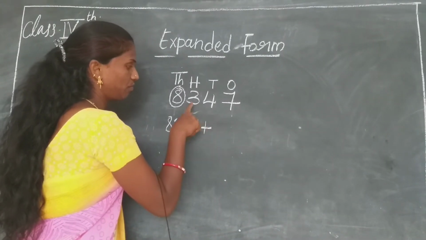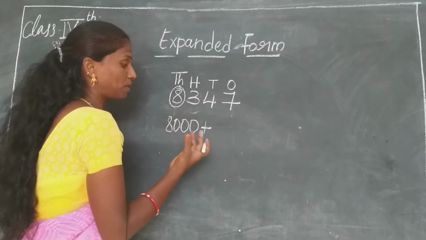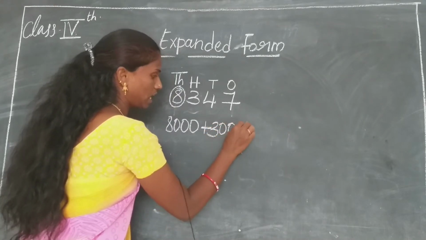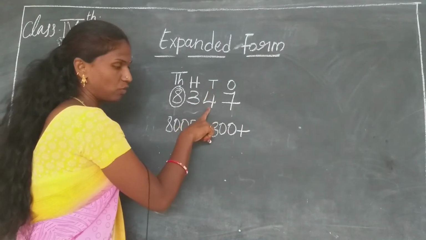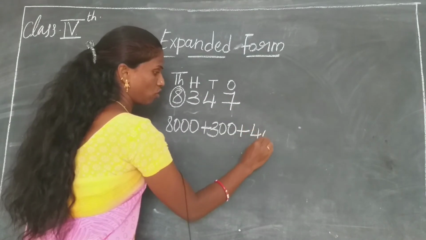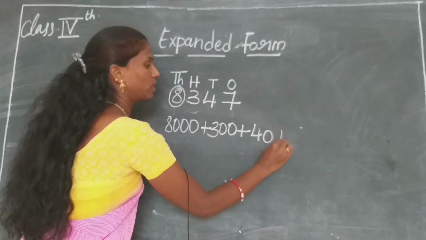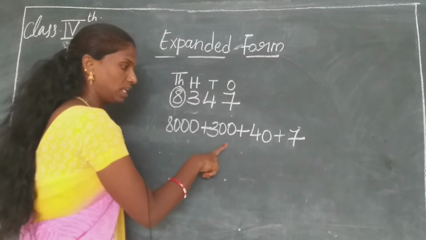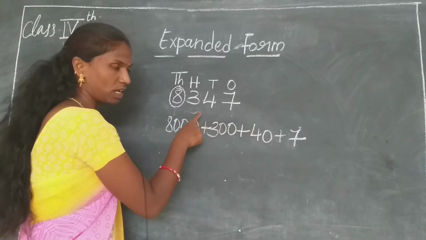Next the number 3. 3 is in which place? Hundreds place. How to expand 3? So we have to expand 300. Where is 4? 4 is in tens place, so we have to write 40. 7 is in ones place, so we have to expand 7. 7 means 7. So if we add all these numbers, we will get the same number, 8347.